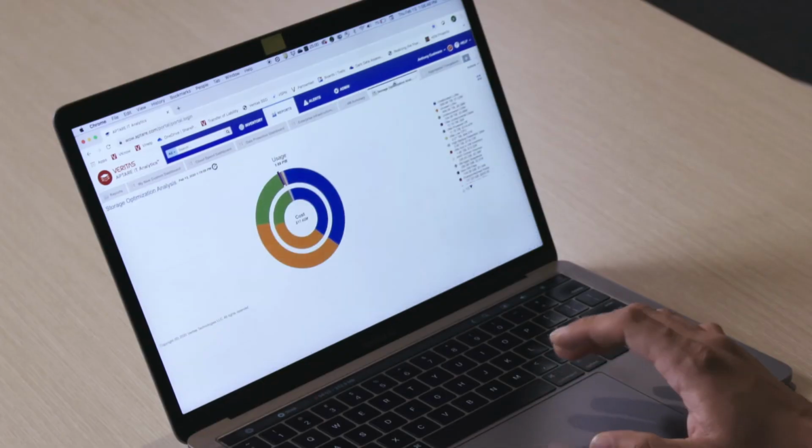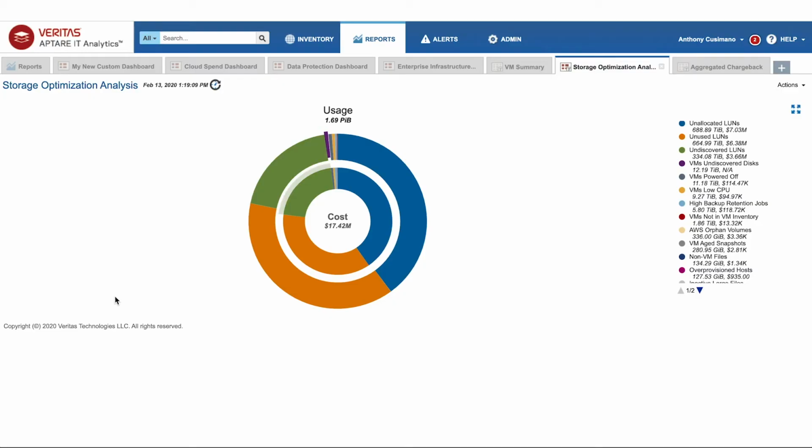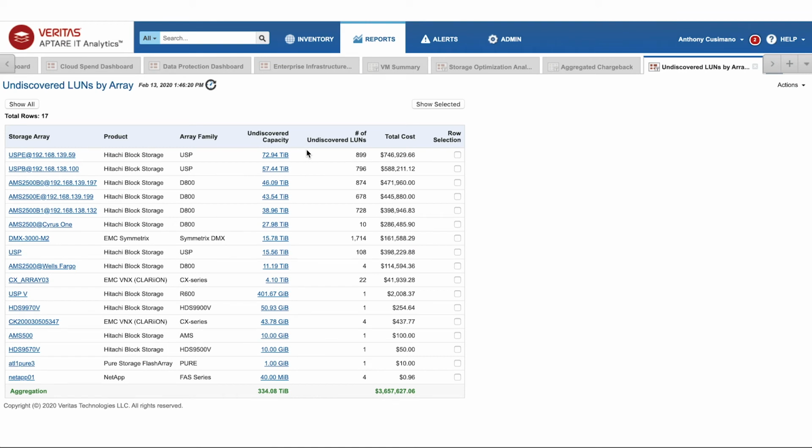Sure, absolutely. So here's a sample storage optimization report. And what you can see here, and by the way, there are many different ways we can display this information. We just happen to like circle graphs at this particular time, but you can do this in a number of different ways. And so if we click on, as an example, that particular segment of that circle, which was undiscovered LUNs, it's going to take a look at all of these arrays and what segmentation of hardware, what LUNs that we've set aside are out there that maybe aren't being utilized properly.